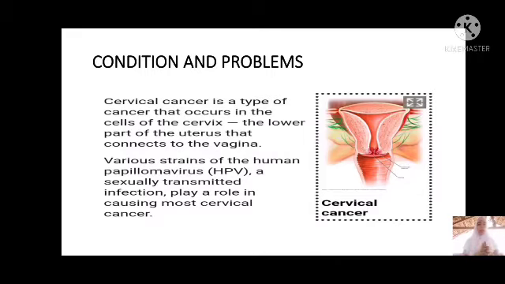So, conditions and problems of the cervix uterine. First is cervical cancer. Cervical cancer is a type of cancer that occurs in the cells of the cervix, the lower part of the uterus that is connected to the vagina. Various strains of the human papillomavirus or HPV, a sexually transmitted infection, play a role in causing most cervical cancer.